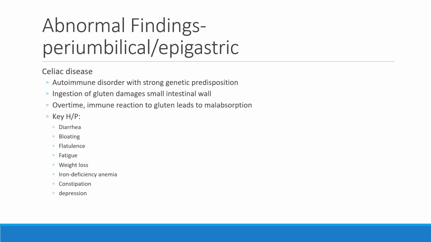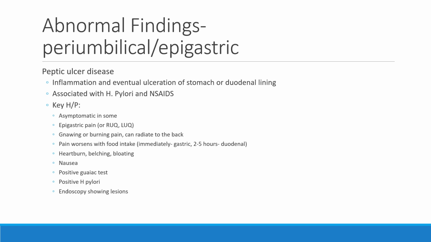Celiac disease is an autoimmune disorder with strong genetic predisposition. Ingestion of gluten damages the small intestinal wall. These patients are intolerant to gluten. Over time, immune reaction to gluten leads to malabsorption. So key history and physical findings include diarrhea, bloating, flatulence, fatigue, weight loss, iron deficiency, constipation, and depression.